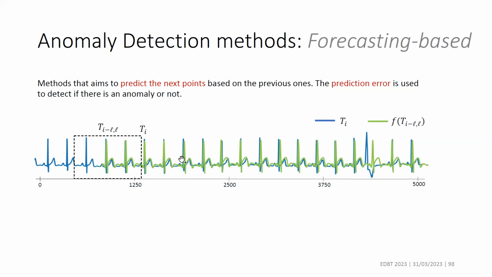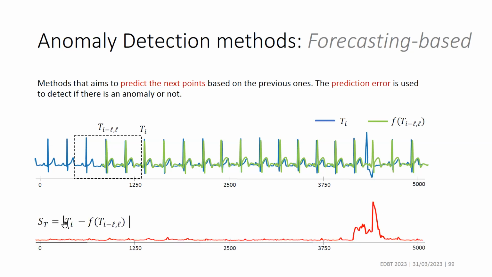What is interesting here is that by training on data, you can make the assumption that there are few anomalies. So when an anomaly arrives, you will fail to predict the next value. You will fail to predict the shape of the subsequence. Then by computing this MSE, or this forecasting error, you can actually detect the anomaly. So here the anomaly is here.